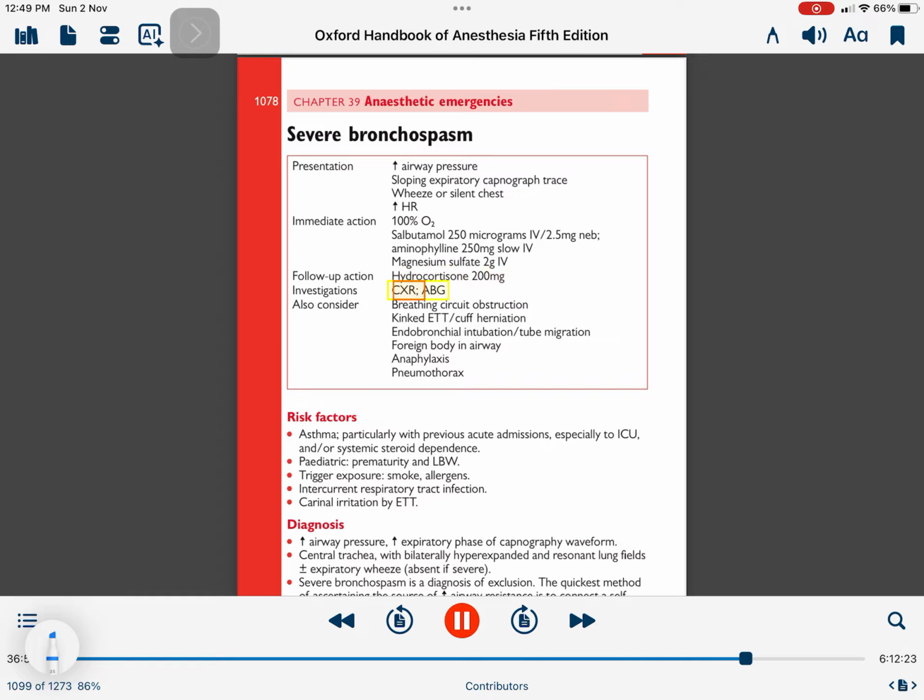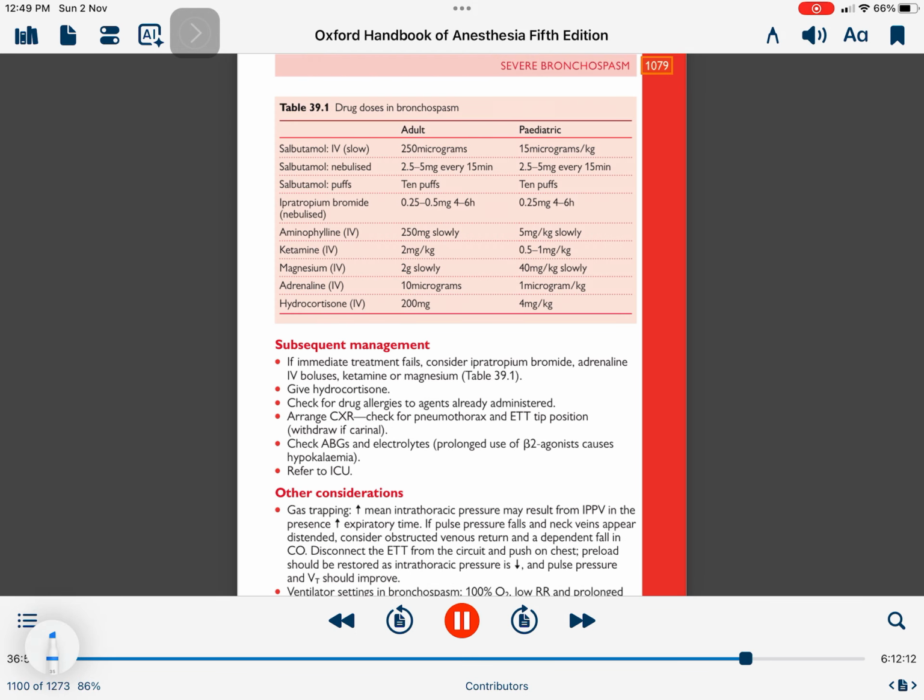Also consider breathing circuit obstruction, kinked tube, cuff herniation, endobronchial intubation, tube migration, foreign body and airway anaphylaxis, pneumothorax. Subsequent management: if immediate treatment fails, consider ipratropium bromide, adrenaline IV boluses, ketamine or magnesium, give hydrocortisone, check for drug allergies to agents already administered, arrange CXR, check for pneumothorax and ET tip position. Withdraw if carinal, check ABGs and electrolytes.